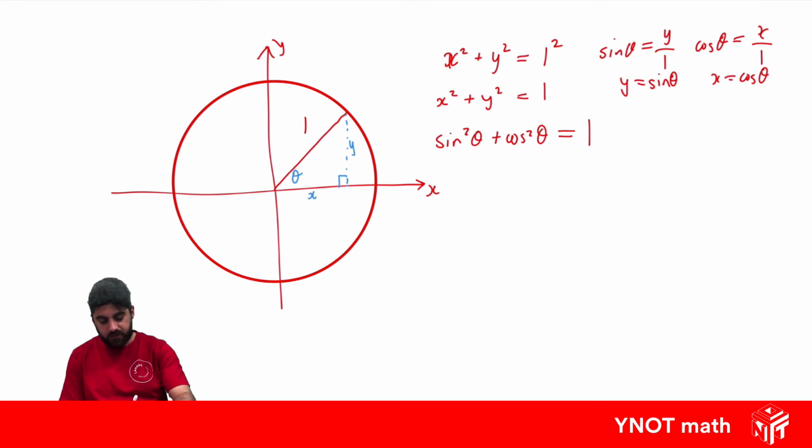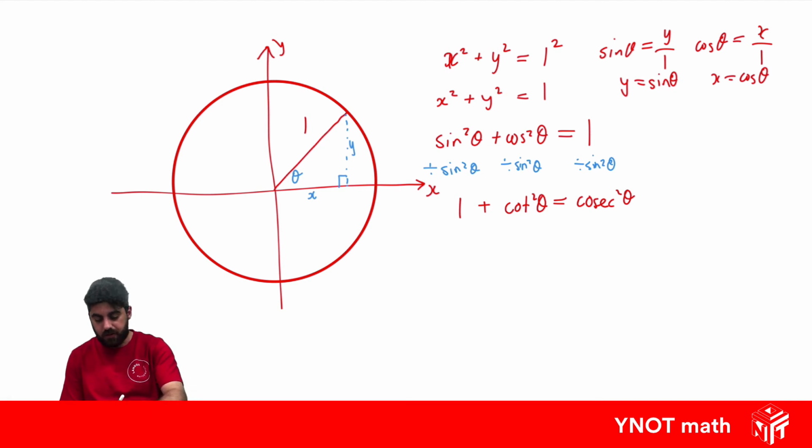So let's divide every one of these terms by sine squared theta. So sine squared theta divided by sine squared theta gives us 1. Cos squared theta divided by sine squared theta actually gives us cot squared theta. And 1 divided by sine squared theta gives us cosec squared theta. And that's another trigonometric identity. So here we've got our first trigonometric identity and our second trigonometric identity.